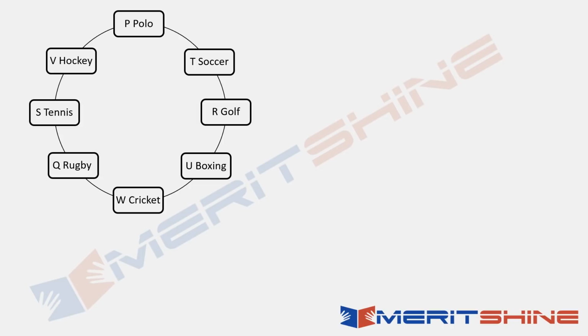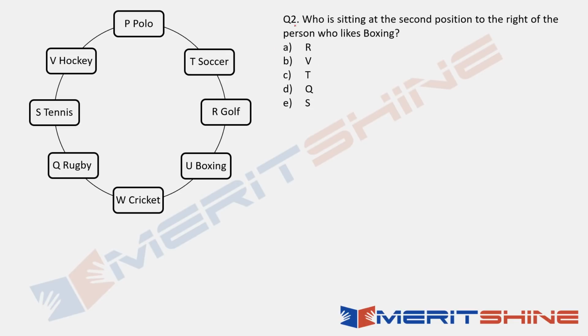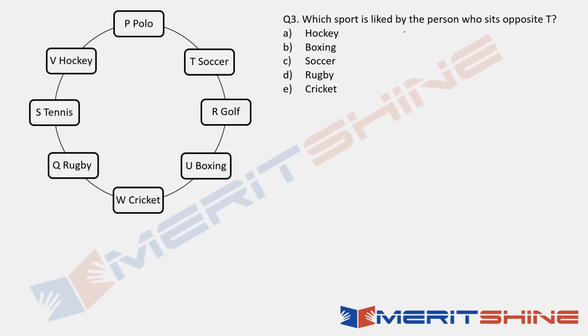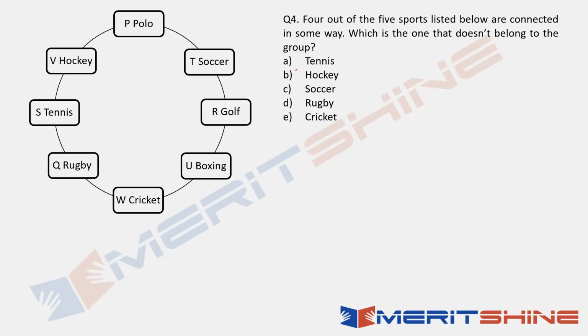I'm showing the questions now. Which sport does W like? So W likes cricket. This becomes A. Who is sitting at the second position to the right of the person who likes boxing? This is boxing. Second to the right, it's soccer. So it becomes T. Which sport is liked by the person who sits opposite T? So this is T. Opposite T is this. So the answer becomes rugby.